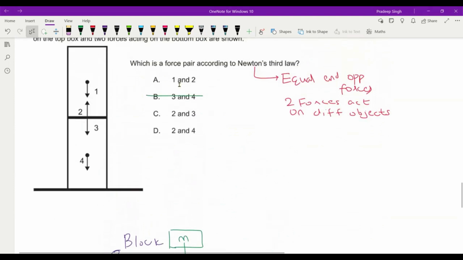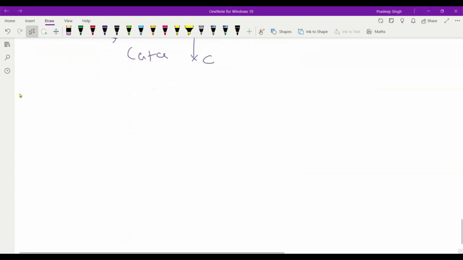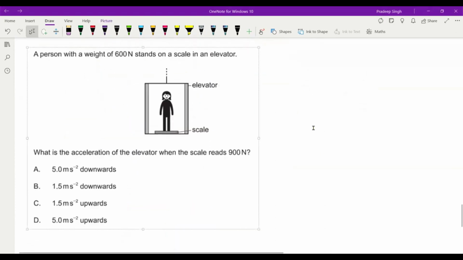So 1 and 2 definitely are wrong. And with the same logic, you can also eliminate 4. 4 is also gone. So the only option left is C. Okay, great. So this was a good conceptual level question. Moving on, next. Next question is on Newton's second law. Try this.